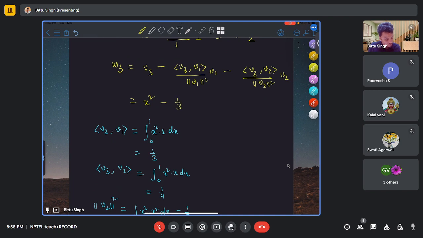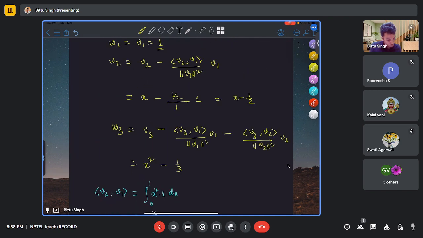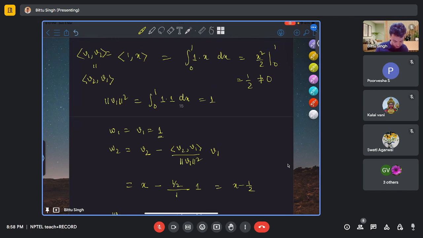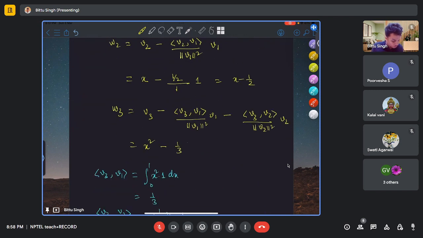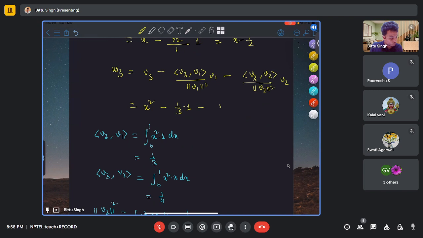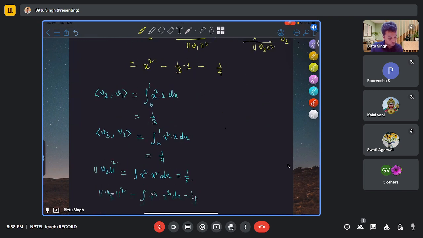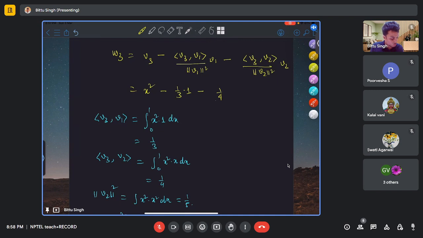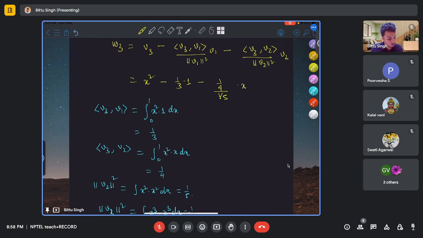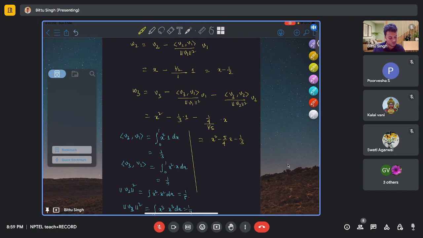If we put those values, then it is x squared minus V3 inner product with V1, which is 1/3, divided by the norm of V1 squared, which we have already found is 1, times V1, which is 1, minus V3 inner product V2, which is 1/4, divided by the norm of V2 squared, into V2. What is V2? V2 was actually x. So you can write it in a nice way. It will be x squared minus 3/4 x minus 1/3 plus corrections. So those will be orthogonal bases.